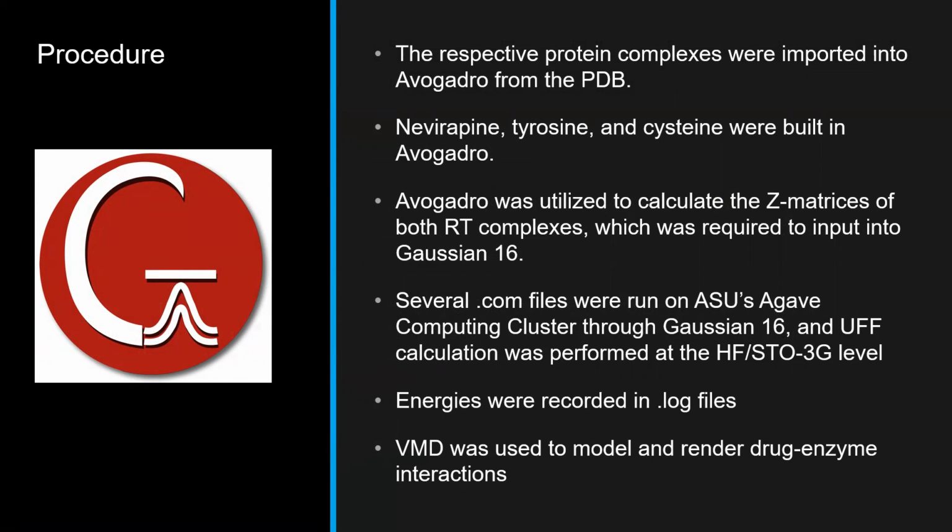In terms of the actual procedure, the respective protein complexes were imported into Avogadro from the protein data bank. Those were the crystallized structures. Nevirapine, tyrosine, and cysteine were built in Avogadro for reference. Then Avogadro was utilized to calculate Z matrices of the reverse transcriptase complexes, wild and mutant, bound and unbound.